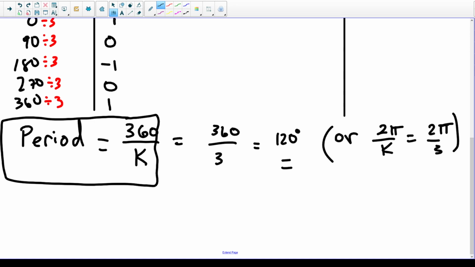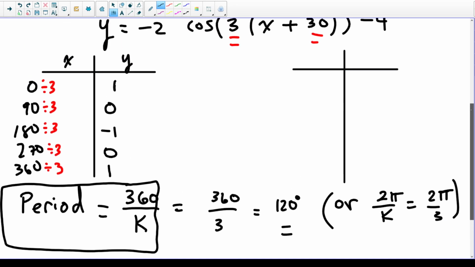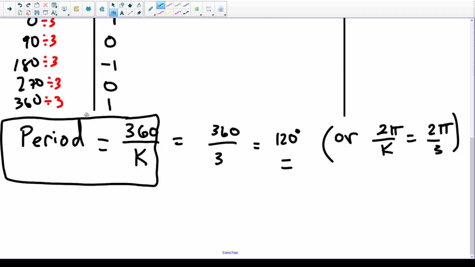So what does that mean? That means my graph will no longer go from 0 to 360. My graph is now going to go from 0 to 120 if it's not shifted. But the length between the starting point and the end point is going to be 120, okay, no matter what. You'll see what I mean when I graph it.